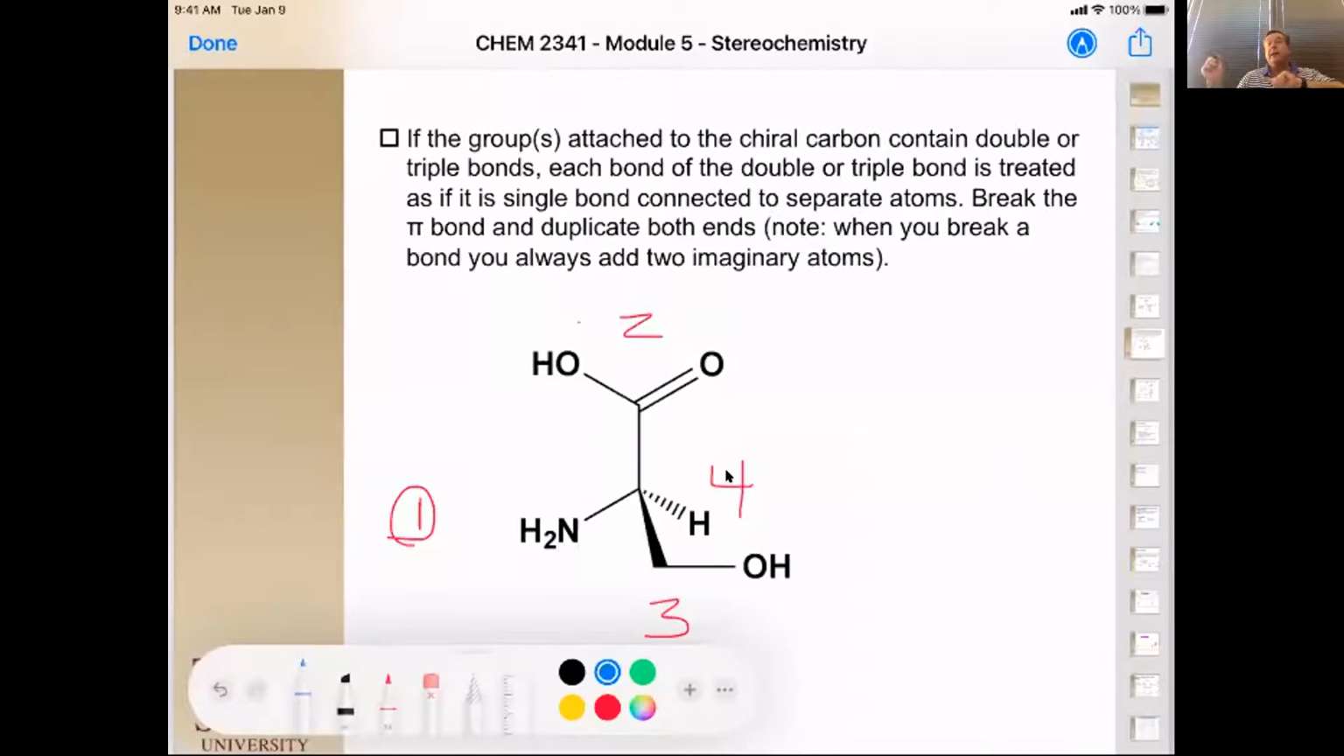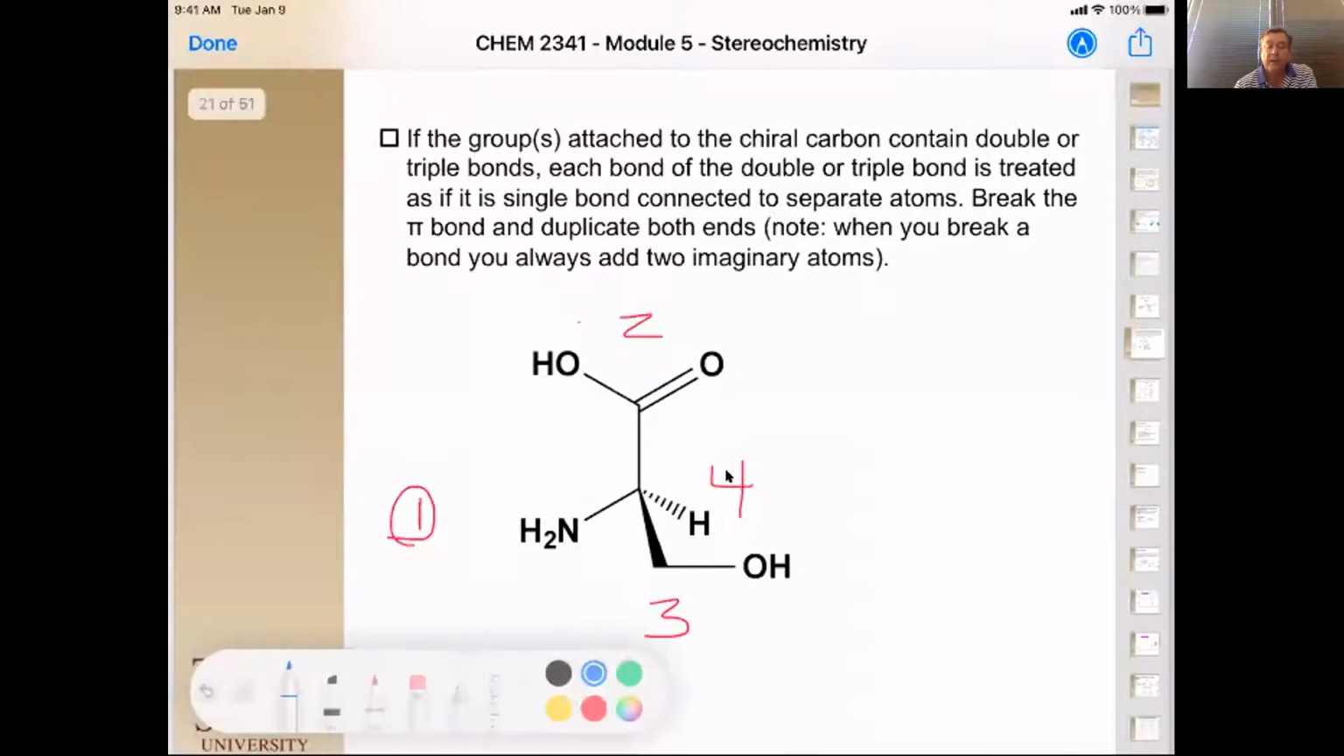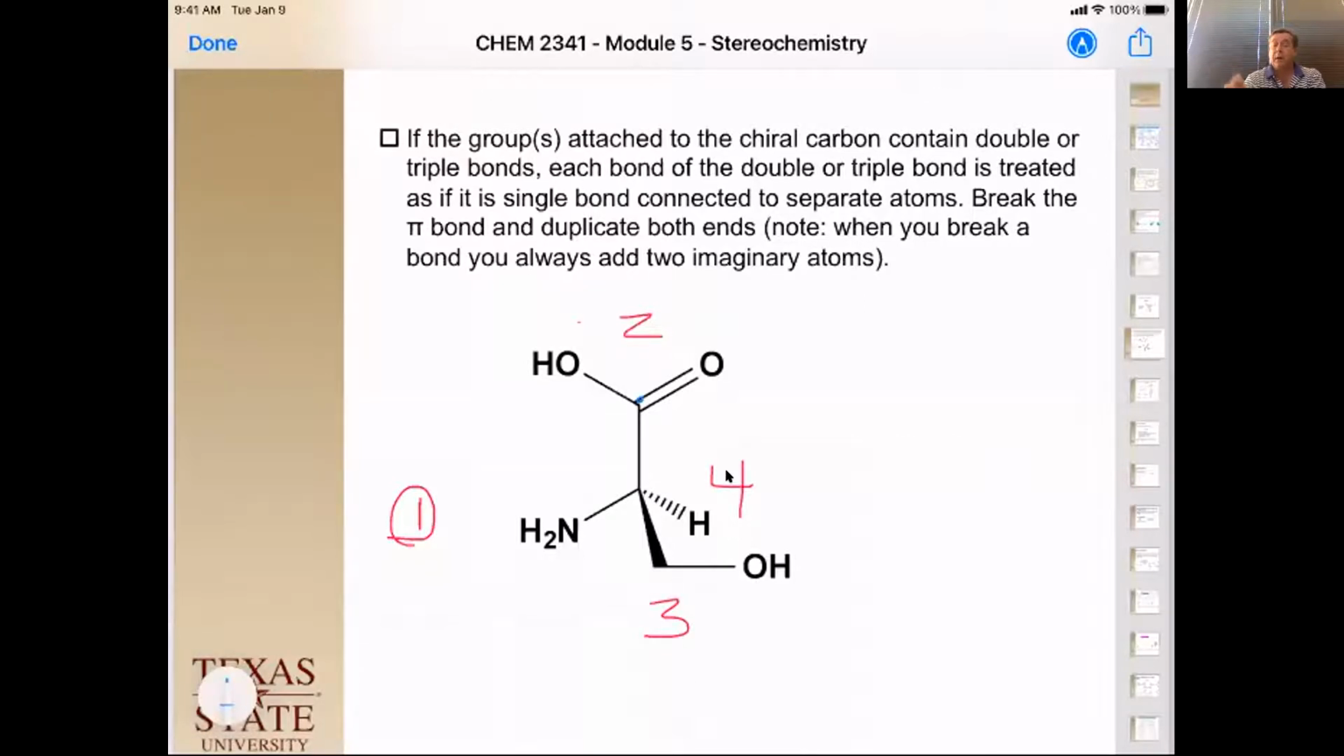Now, let's do it the other way. Let's translate this to exactly the way they had it before. So when they had it before, they had the 2 down, and so what we're going to do is we're going to redraw the molecule. We're basically going to tip it upside down. So we're going to draw the carboxylic acid down here.